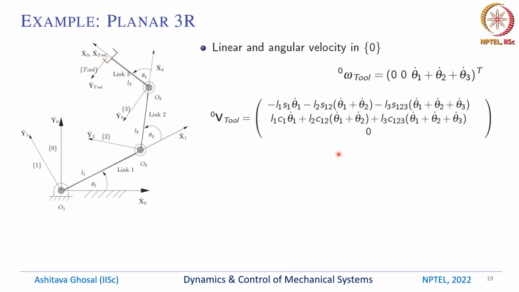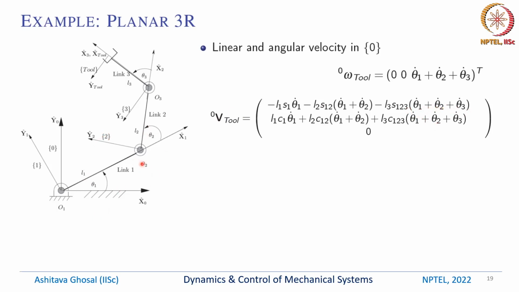So now if I take the derivative in order to get the x component of the velocity, we will have minus L1 S1 into theta 1 dot, then minus L2 S12 into theta 1 dot plus theta 2 dot, and then minus L3 S123. S123 means sine of theta 1 plus theta 2 plus theta 3, into theta 1 dot plus theta 2 dot plus theta 3 dot.